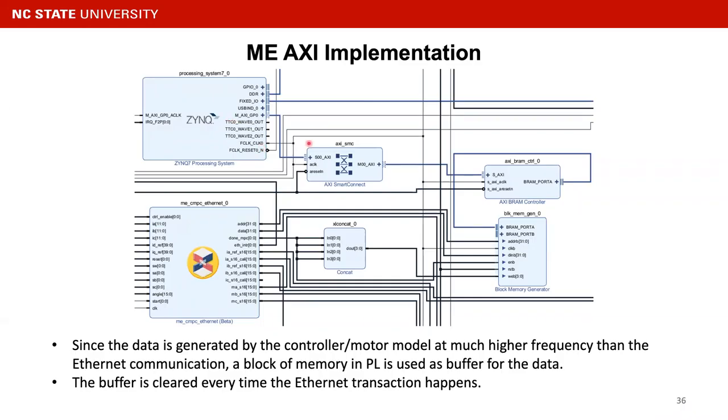we actually used a block memory as a buffer. This is a dual port block memory, and we use one port, shown here as port B, to write the data from the controller, and then we use another port, port A, for reading the data to the PS core. The buffer in the block memory is cleared every time the Ethernet transaction happens.